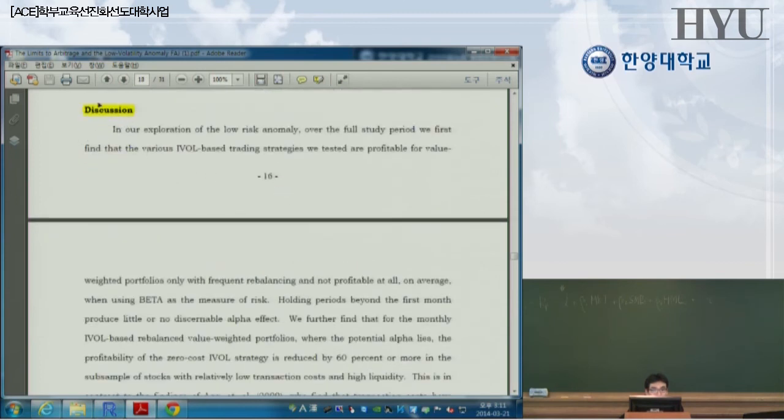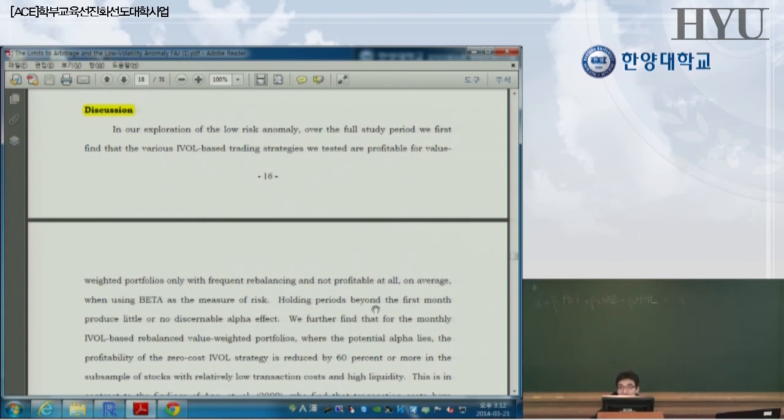I think this discussion part nicely summarizes the whole idea of this paper, so it is a good idea to read this one together. In our exploration of the low risk anomaly, over the full study period, we first find that the various IBOR-based trading strategies we test are profitable for value-weighted portfolios, not equal-weighted portfolios, only with frequent rebalancing, and are not profitable at all on average when using beta as a measure of risk. So it means that the low volatility stock anomaly is sensitive to how we define this variability.